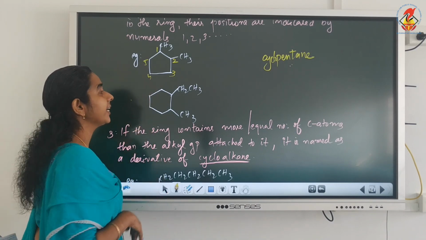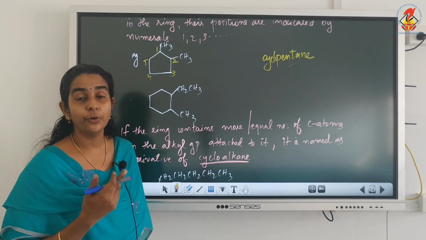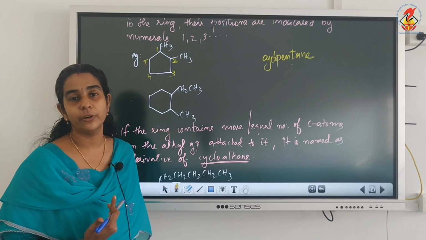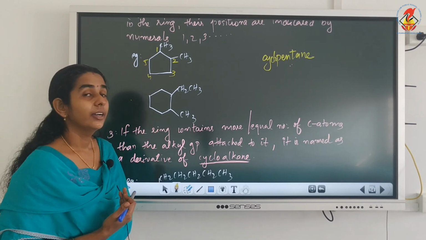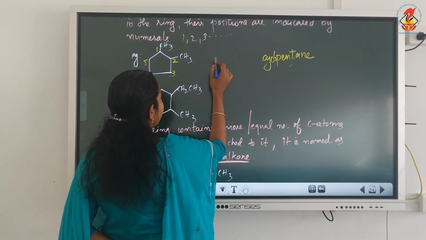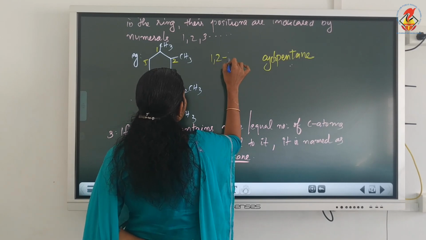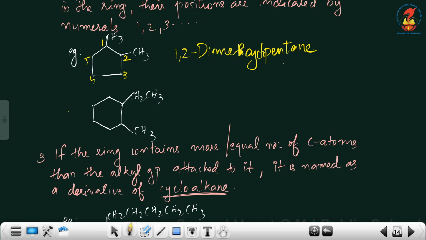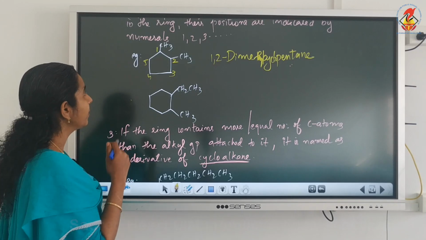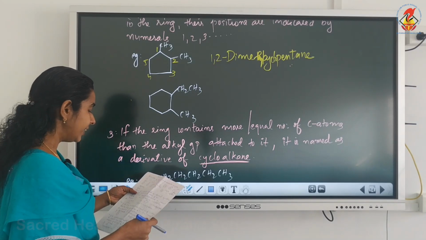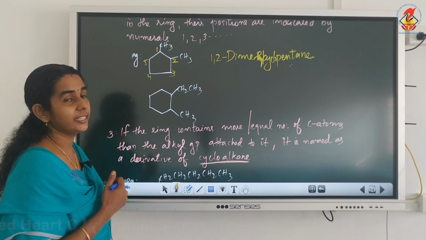In the first and second position of the ring we have 2 methyl groups. So how should we write it? As 1,2-dimethyl cyclopentane. Okay, so what is the name of the compound? 1,2-dimethyl cyclopentane.